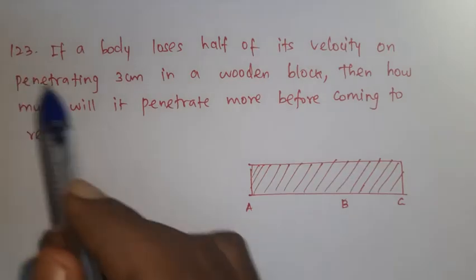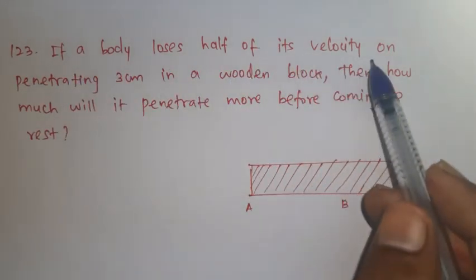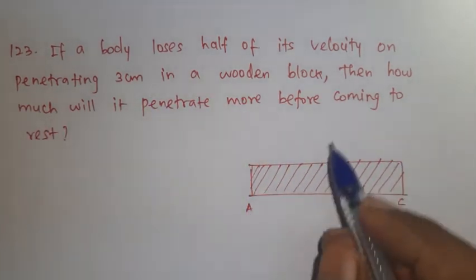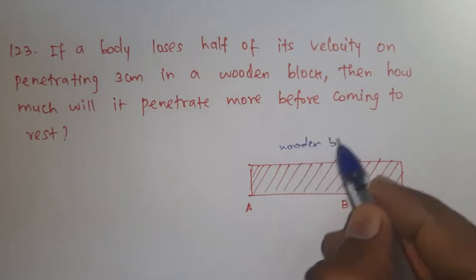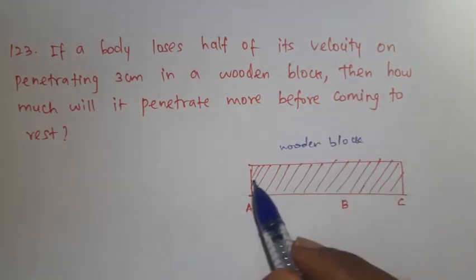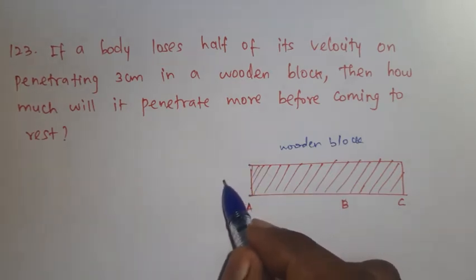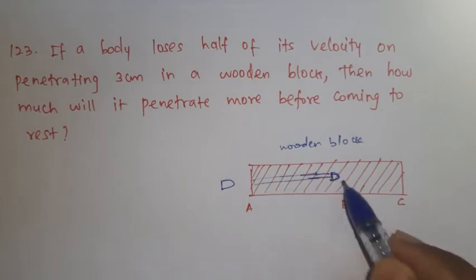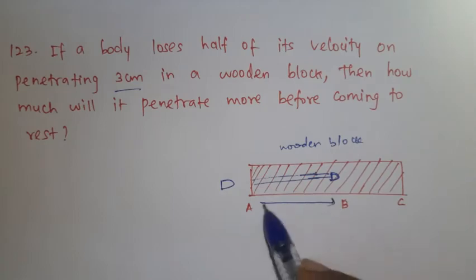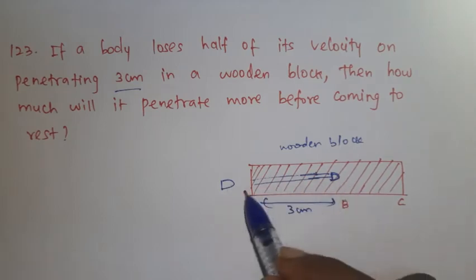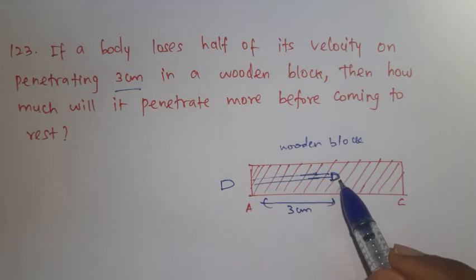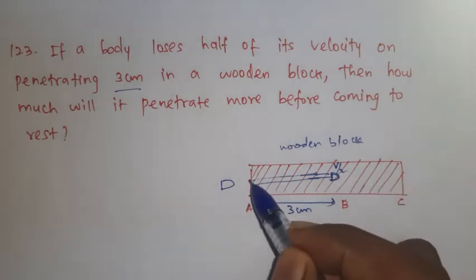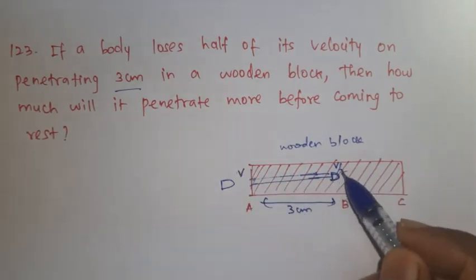Question number 123. If a body loses half of its velocity on penetrating 3 cm in a wooden block. Let us consider this is a wooden block. In this wooden block, the body, let us consider a bullet like that, penetrates about 3 cm. So the body penetrates up to this distance, and this distance is 3 cm. So its velocity is reduced by half. At this point, the velocity is reduced to v by 2. Initially the velocity would be v, but here the velocity is reduced to v by 2.